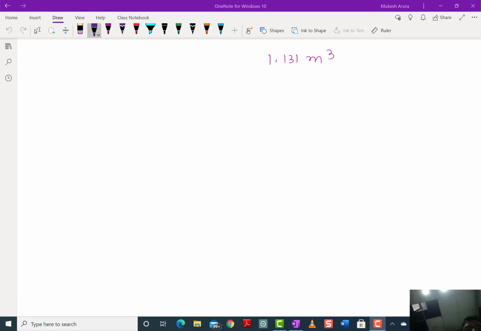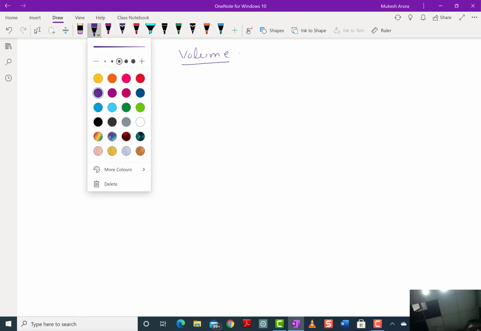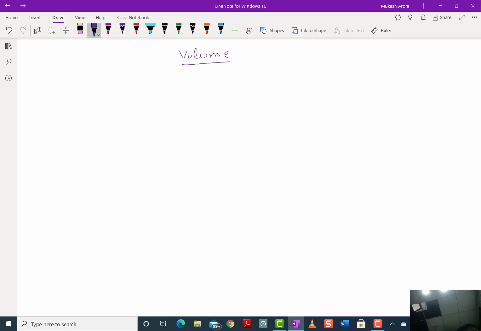Continue with the volume and surface area, and we are doing the volume part. When we recast one figure into another, or we melt and recast another, their volumes will be equal.